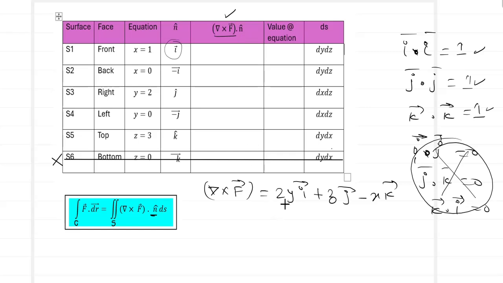What is my n cap? It is i. So when I multiply this with i, what alone will exist? I dot i is 1, so only 2y will exist.